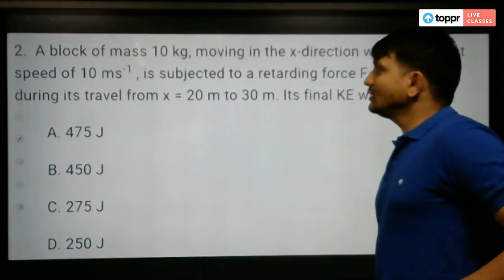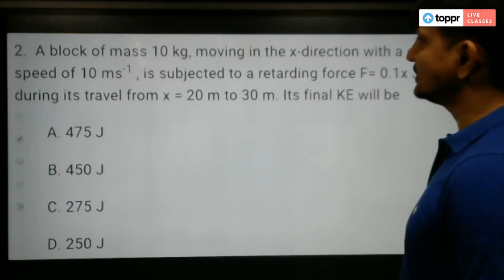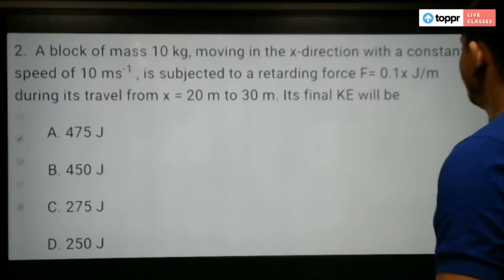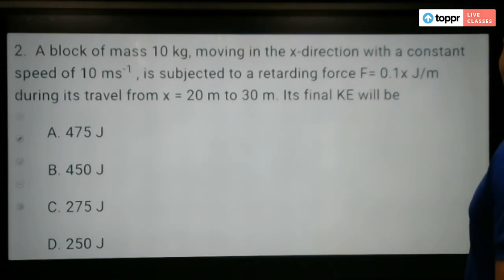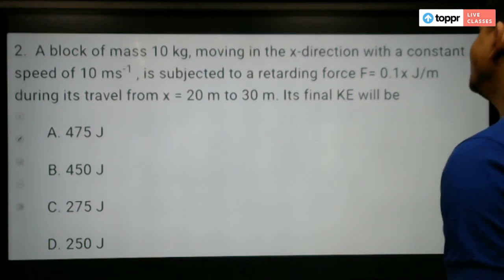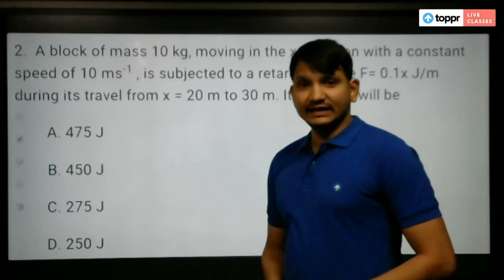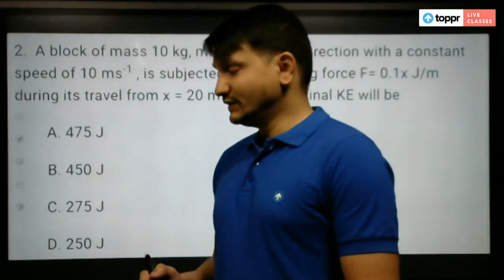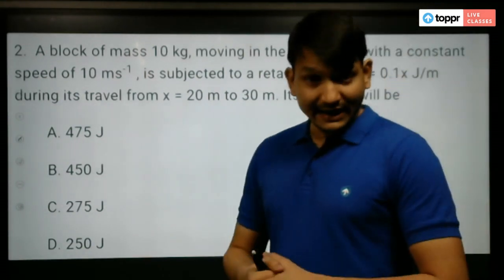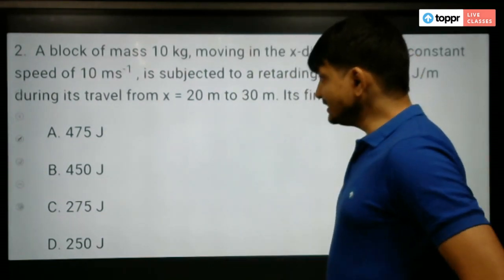A block of mass 10 kg moving in the x direction with a constant speed of 10 meter per second is subjected to a retarding force F equal to 0.1x joule per meter during its travel from 20 meter to 30 meter. Its final kinetic energy will be? It's a very nice question which involves a little bit of integral calculus, because you will have a variable force. It can, however, be dealt with in a different way of solving. Let's try to work it out.